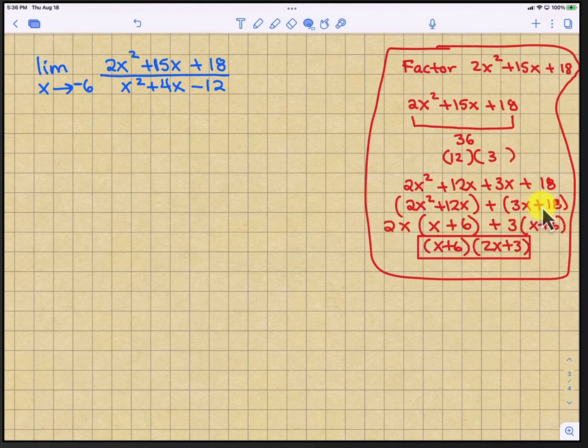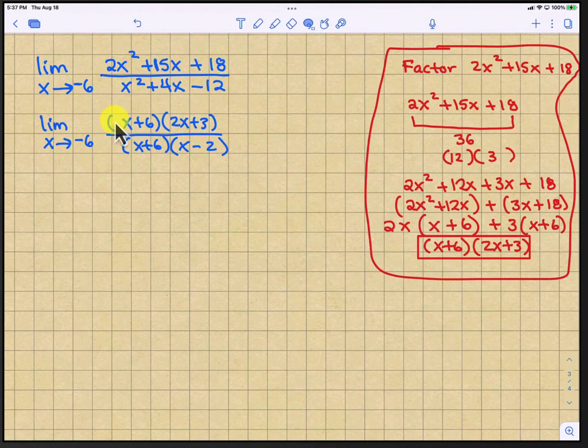The second group has a greatest common factor of 3 that we pull out. That leaves us with x plus 6 in parentheses. We see now that we have a common factor of x plus 6. So x plus 6 is pulled out, and that leaves us with 2x plus 3. And that goes in the second group. So the factorization of 2x squared plus 15x plus 18 is x plus 6 times 2x plus 3.